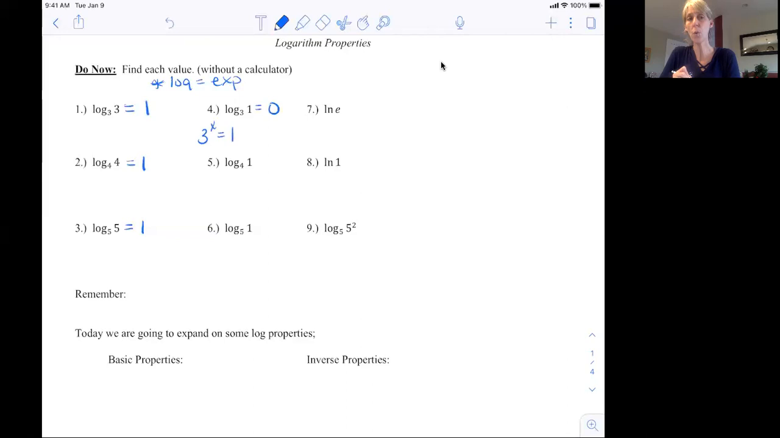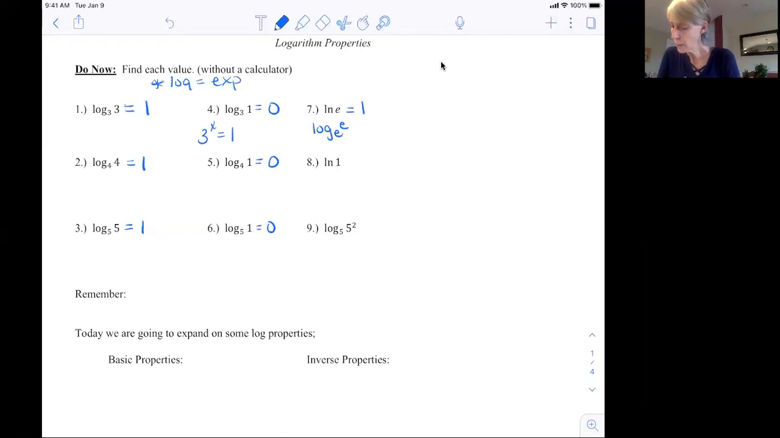So log base 4 of 1. What power would you raise 4 to get 1? Log base 5 of 1. Hope you're seeing a little pattern here. ln of e. Well, ln of e, think about this, is really log base e of e. So in your head, if you think what power, go back over here. Log base 3 of 3 is 1. So log base e of e is going to be 1.